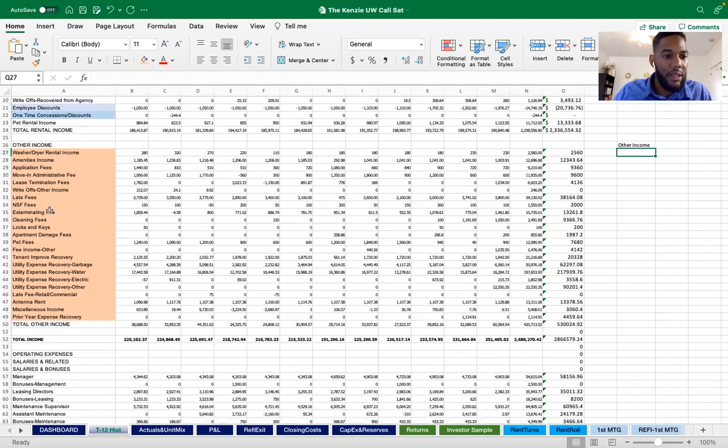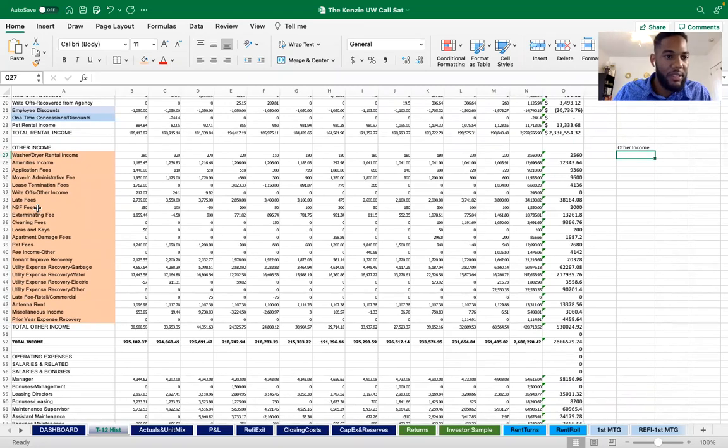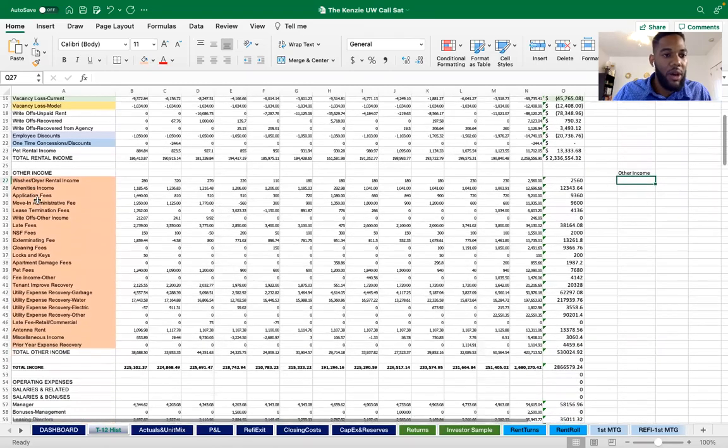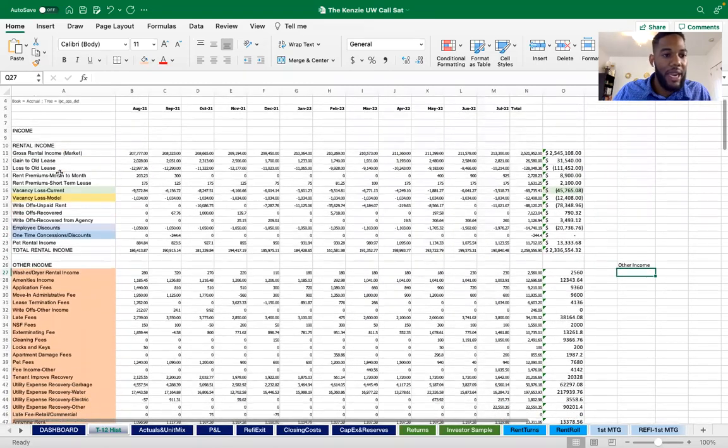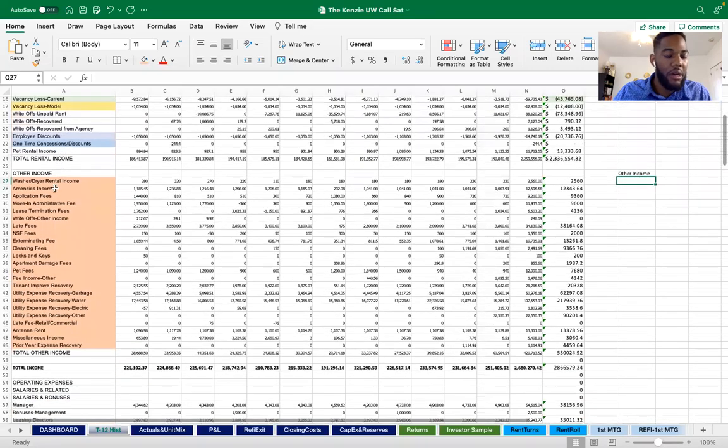Well, no, actually, all of these would be considered other income right here. Line items 27 through 49 are other income. When we think about other income, that's basically anything outside of regular rental income that's being collected, like your rent. Anything outside of that, in this model, would be considered other income. As everyone was chiming in on washer, dryer, amenities, application fees, move-in, lease termination, all of these are considered other income because it's income outside of regular rent.